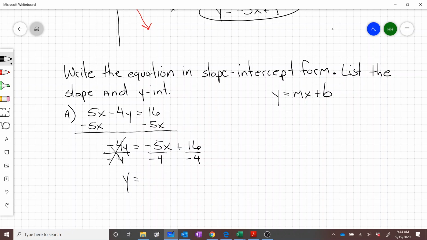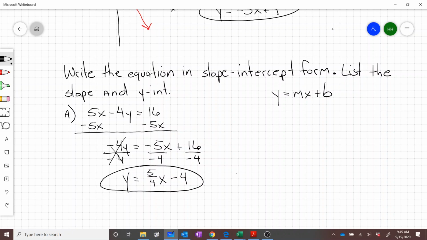Now, if your slope is a fraction, leave it as a fraction. If it can be simplified to a whole number, then simplify it. But in this case, it can't. What you do have to simplify here is the negative divided by the negative. So -5 divided by -4 becomes positive 5/4 x. And then positive 16 divided by -4, that's a -4. And there's your equation in slope-intercept form.